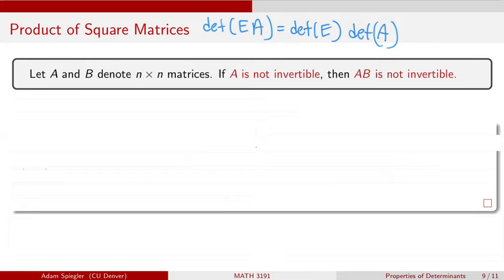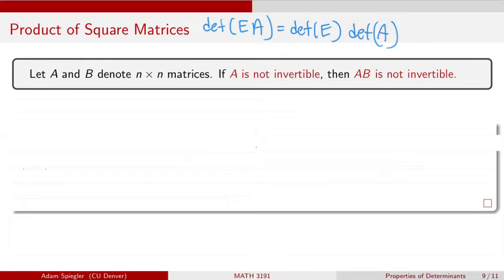So the question is, is there a similar property for any two matrices? If I am taking the determinant of a product of any two matrices, can I just simply calculate their determinants separately and take their products?